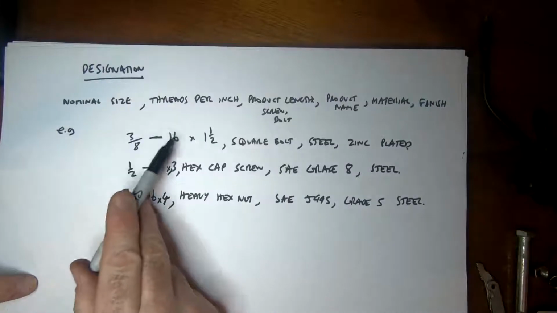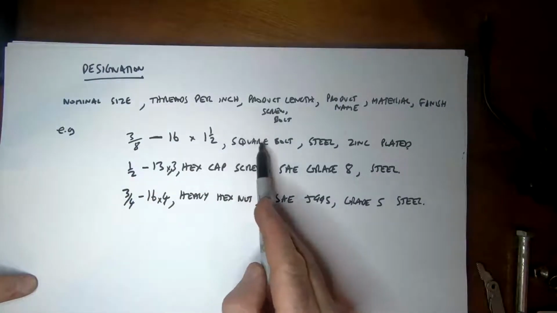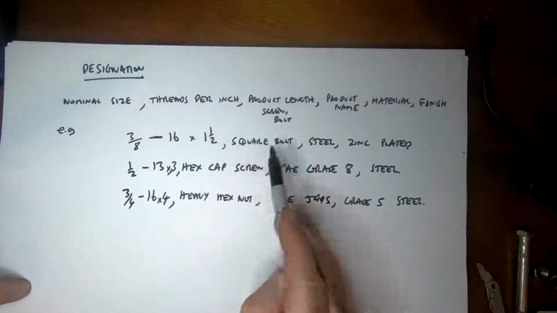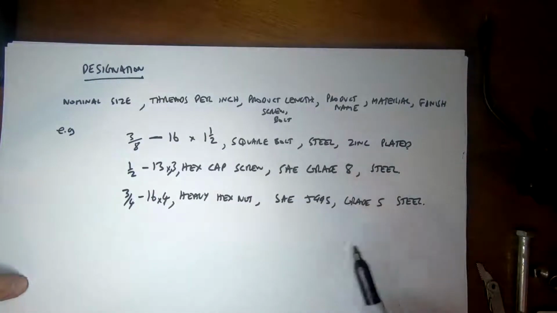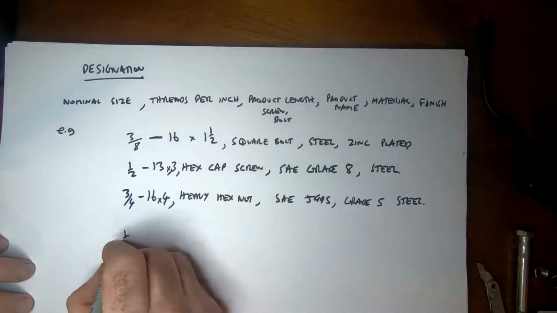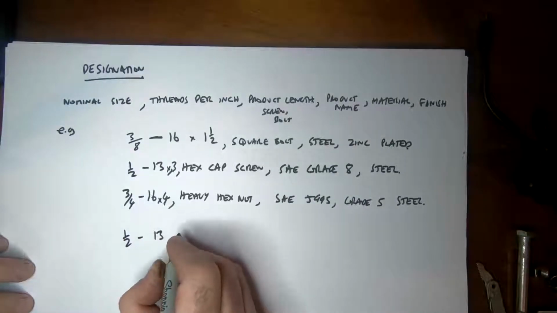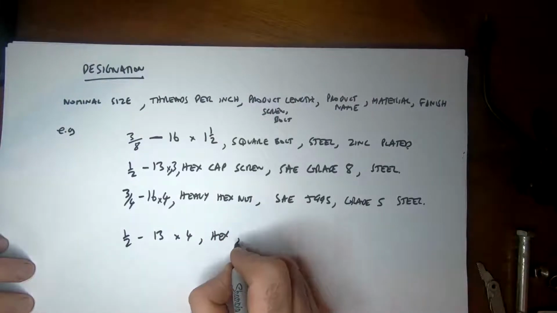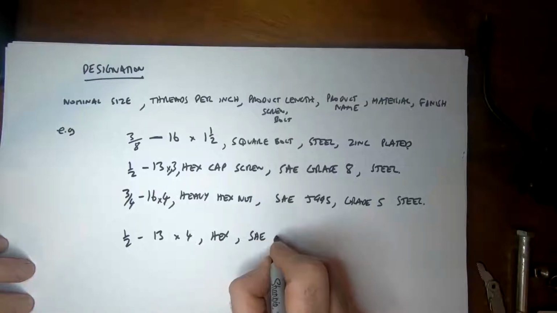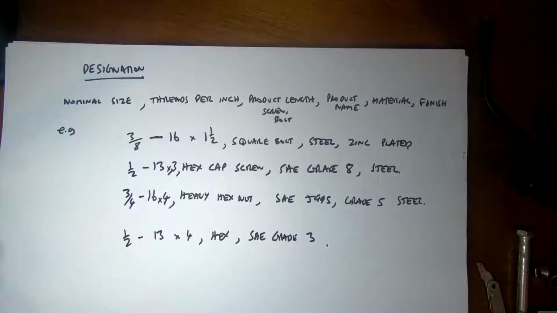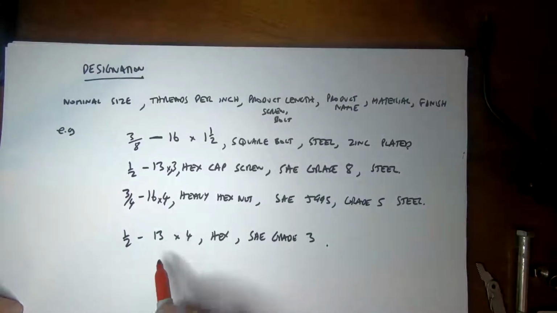So diameter, threads per inch, length, description of the head of the nut or bolt or screw, and then the material description. Let's do one more, 1/2 inch, 13 threads per inch, 4 inch hex, SAE grade 3. That's probably what you'll see on drawings a little bit more, so it's a little bit more brief.